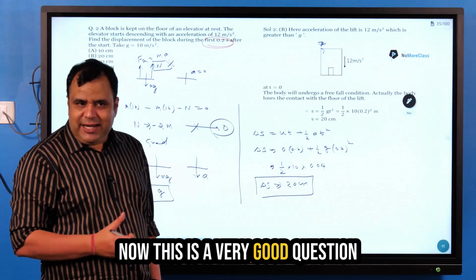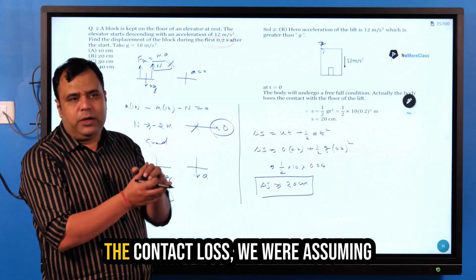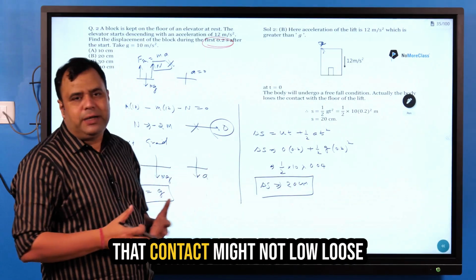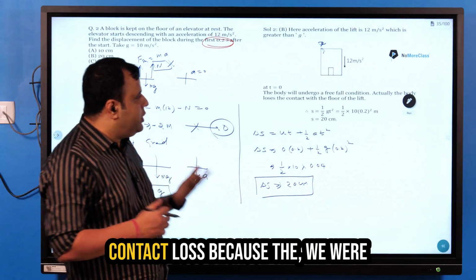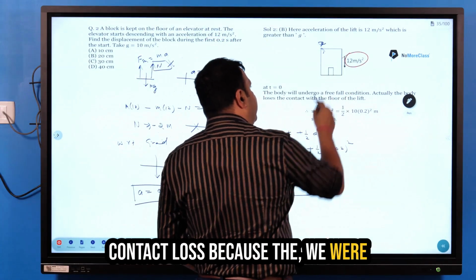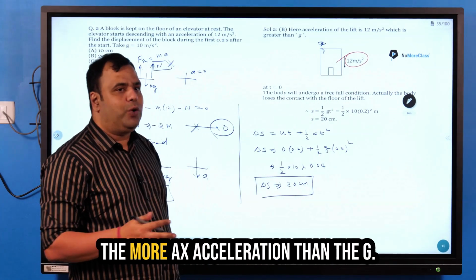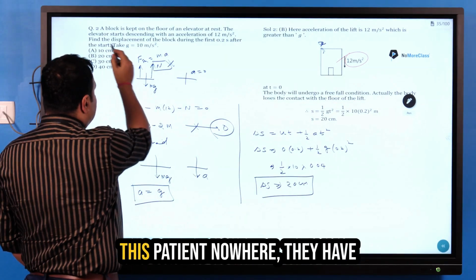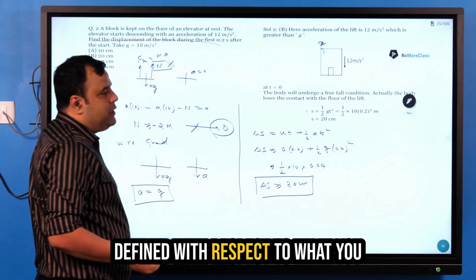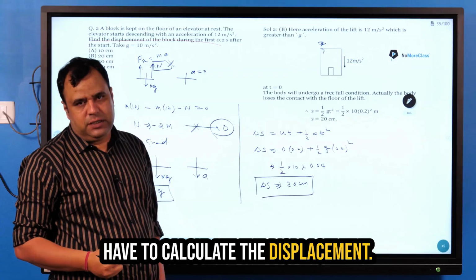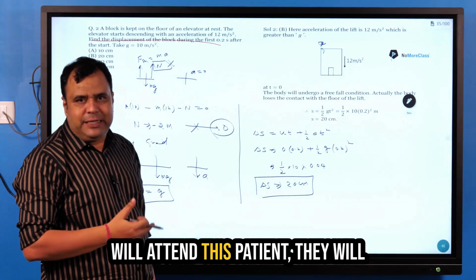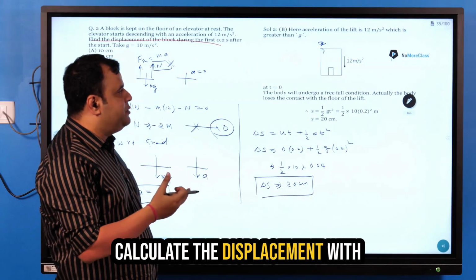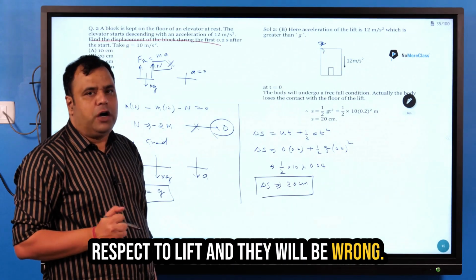Now this is a very good question, because in this case, the contact is lost. We were assuming that contact might not be lost. Contact is lost because we were bringing this lift downward with more acceleration than g. And the second thing, if you see this question, nowhere have they defined with respect to what you have to calculate the displacement. Some of the students, when they attempt this, will calculate the displacement with respect to lift, and they will be wrong.